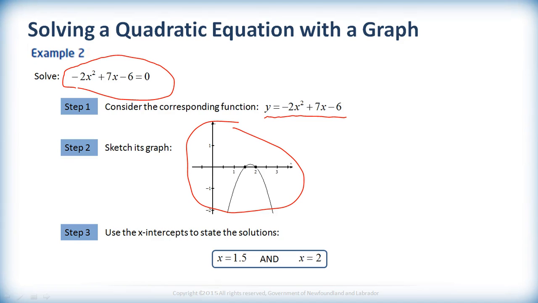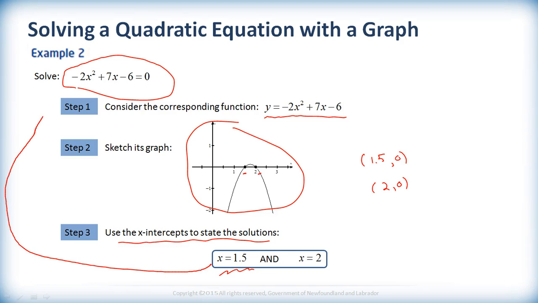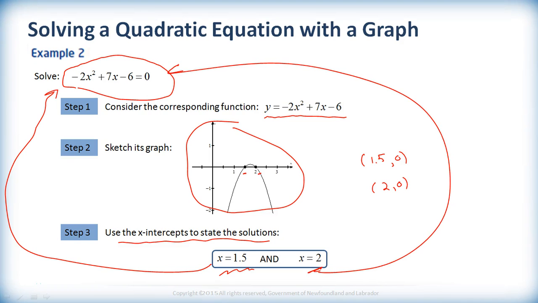Then I look down here and I see that the x-intercepts for that quadratic function are at 1.5, halfway between 1 and 2 there, and right at 2 itself. So my x-intercepts are at 1.5 for x and 0 for y, and at 2 for x and 0 for y. Then the third thing I do is use those x-intercepts to state the solutions. So x equals 1.5. If I were to take that number 1.5 and plug it in here, that would make that equation work. Or if I were to take x equals 2 and plug it in, that would also make that equation work. So I have two solutions to this equation.